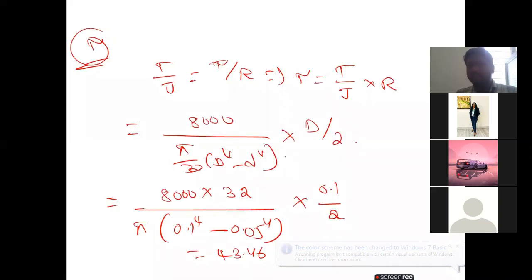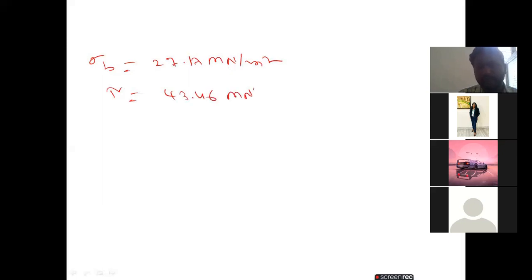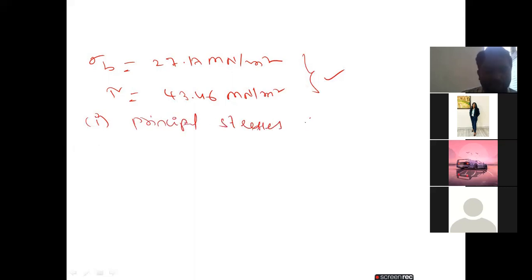So finally we got the sigma b value as 27.17 mega Newton per meter square, and the tau value we got is 43.46 mega Newton per meter square. These two values we calculated from the theory. Now we have to calculate the principal stresses, those are sigma 1 and sigma 2.